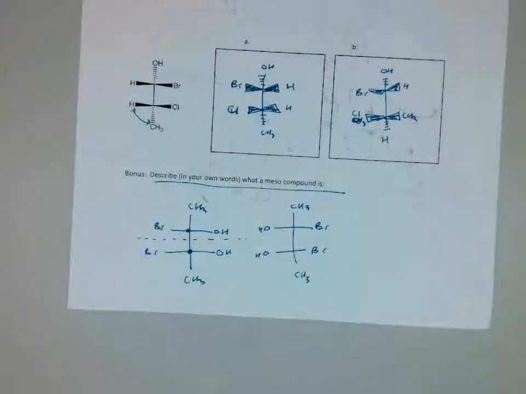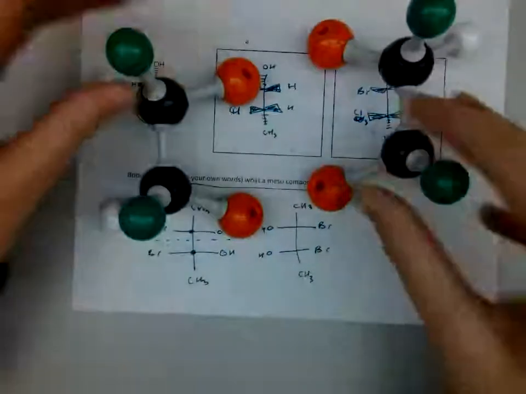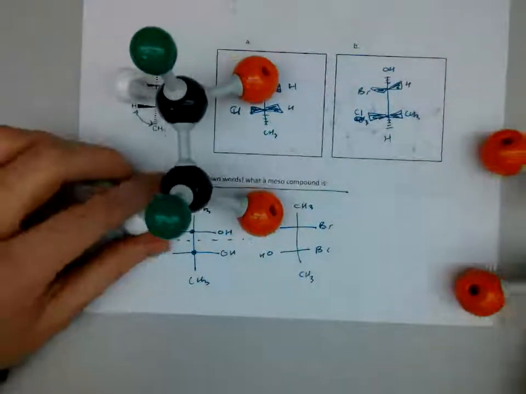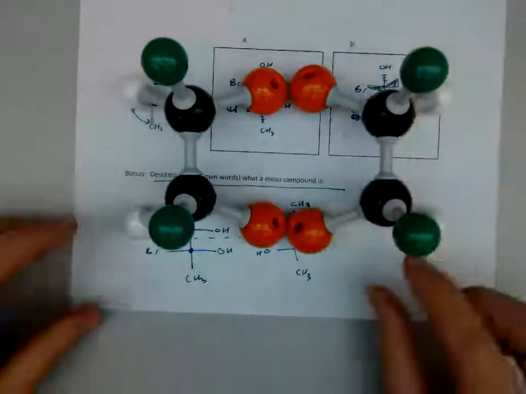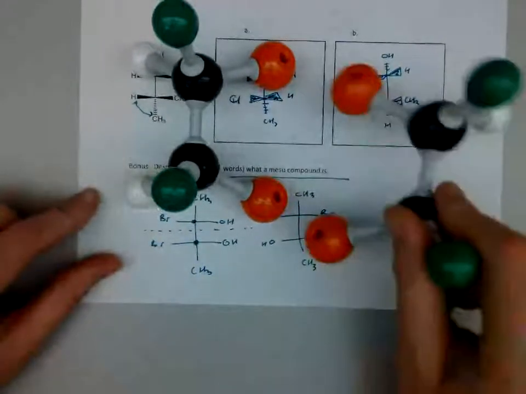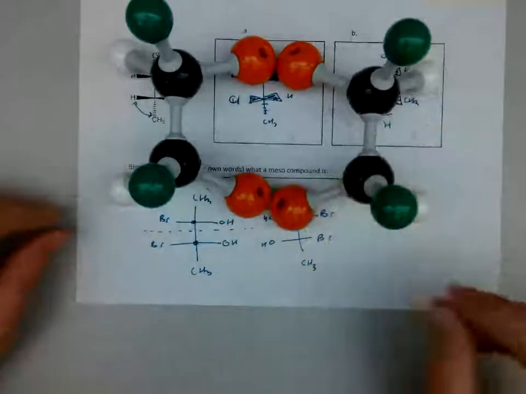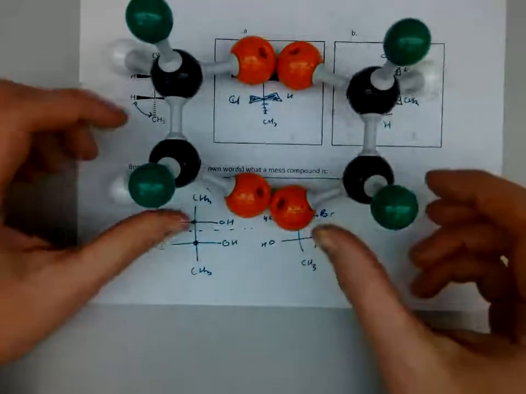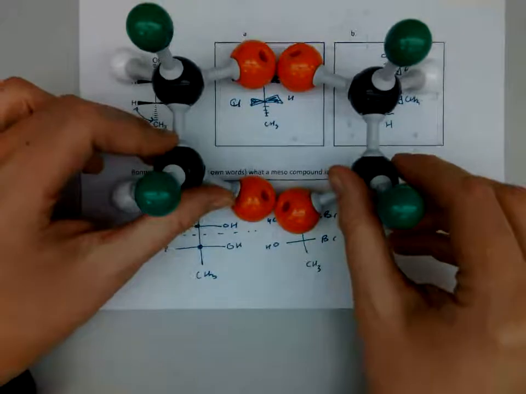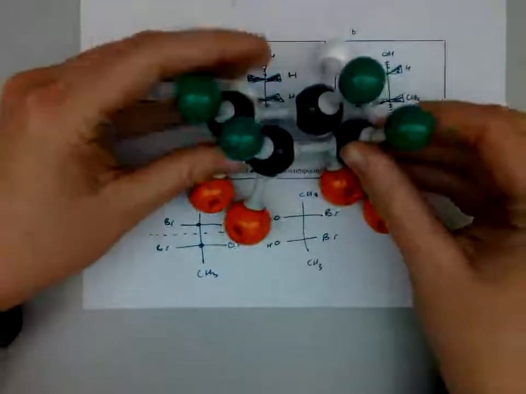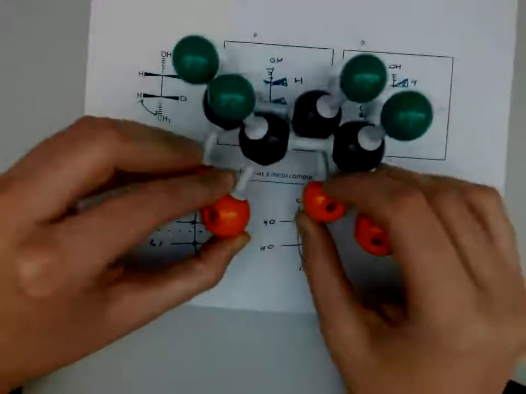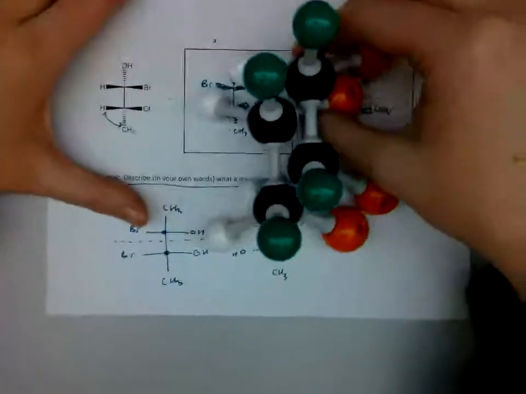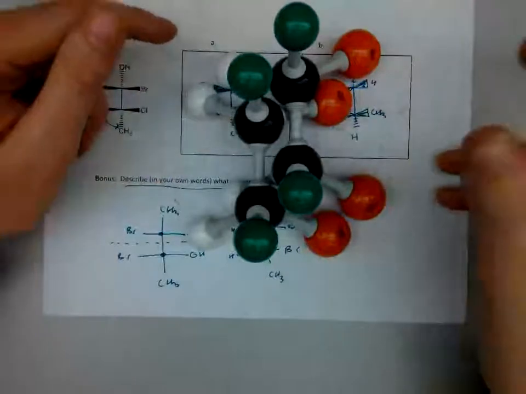And I actually have with me a meso compound in case you haven't had a chance to learn about that yet. So right here we have the mirror image of this. And while normally if you have the mirror image of a chiral center, it would be an enantiomer, in this case they line up. They're identical. So you can see that this would be a meso compound.